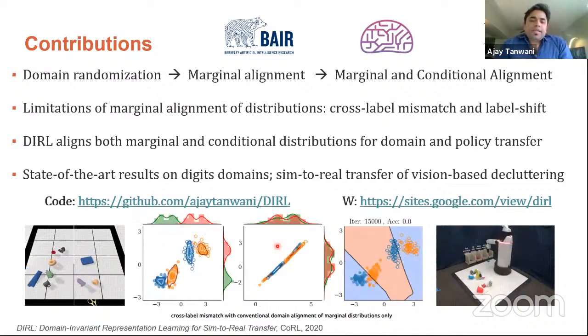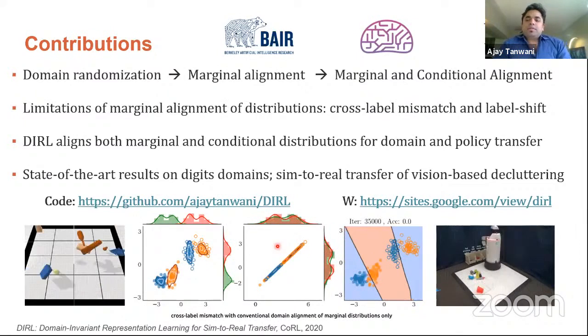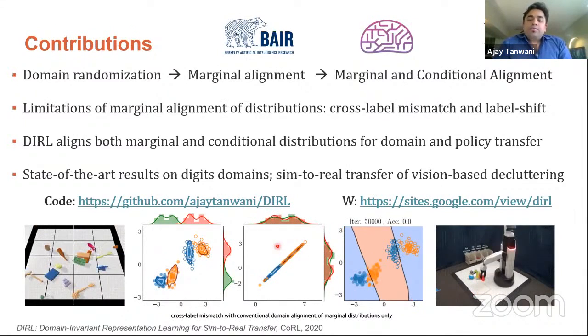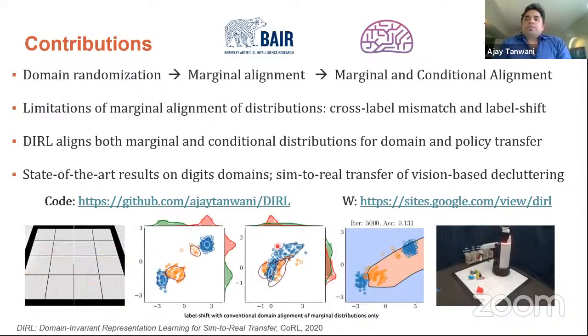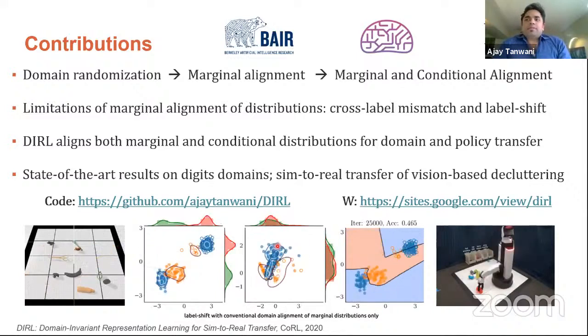We introduced DIRL that semantically aligns both the marginal and the conditional distributions for provably efficient domain adaptation. And presented a use case for a real robotics application.